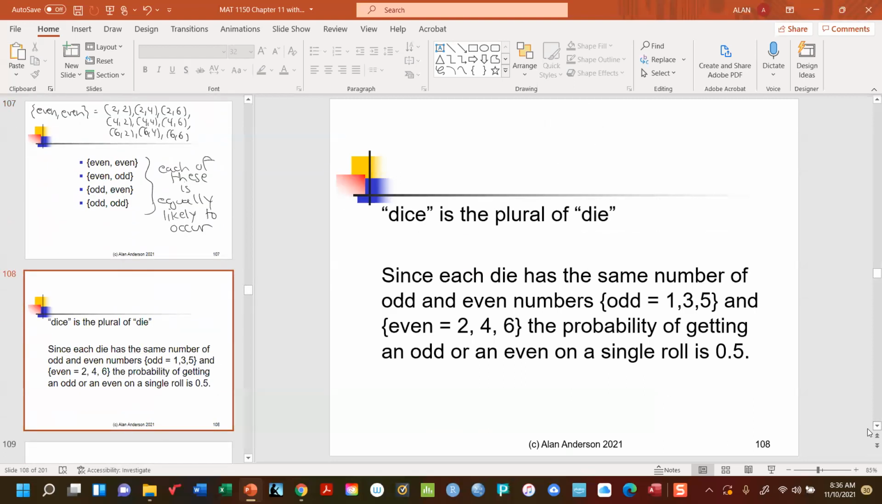Oh, I just threw that in there in case you were wondering. The word, a single die, one die, the singular is die, the plural is dice.